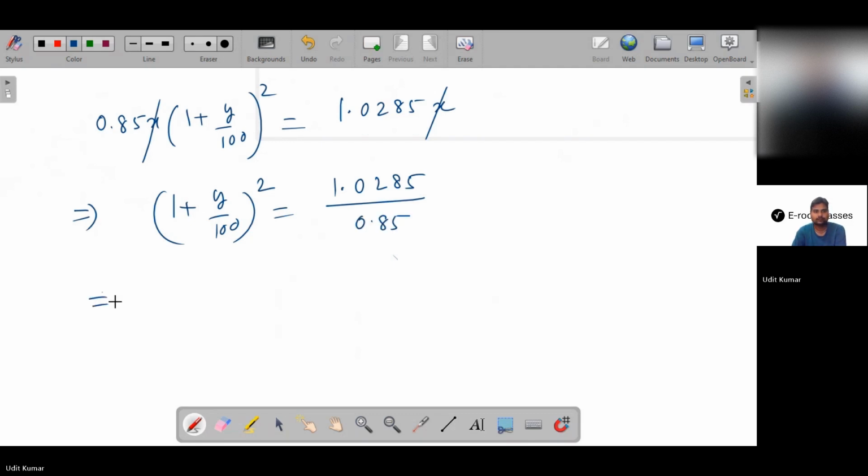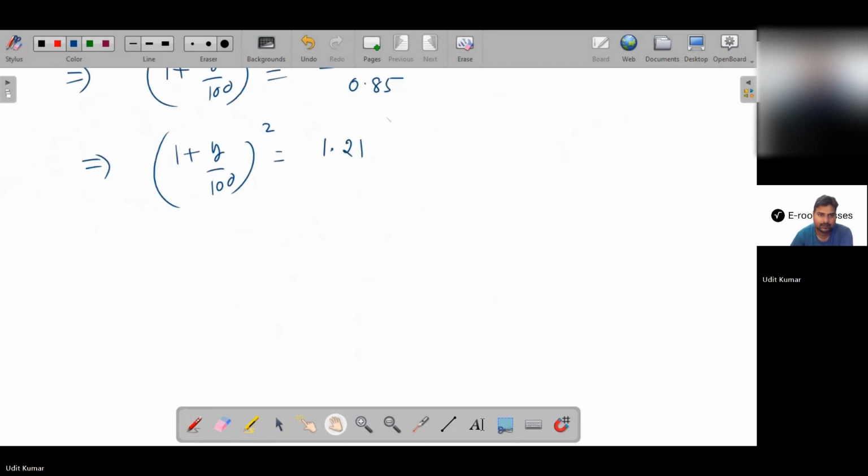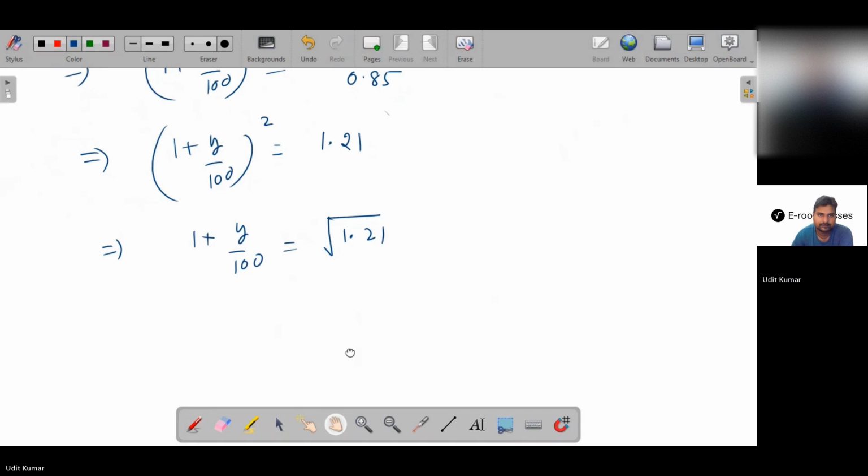Tell me the value of y. No, this value. Am I allowed to use a calculator, or should I work it without? Yeah, you have to use the calculator. It's a calculator question. So 1.21. Very good. Which implies that 1 plus y by 100 is equal to the square root of 1.21, which is 1.1.